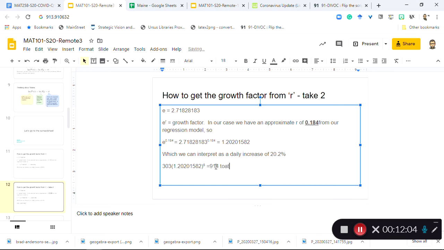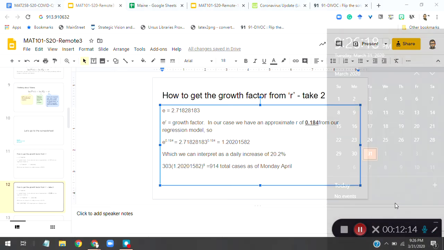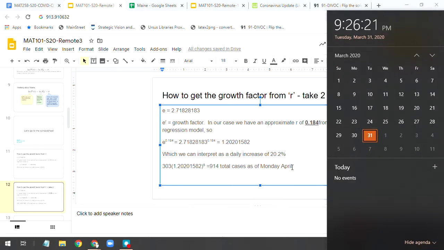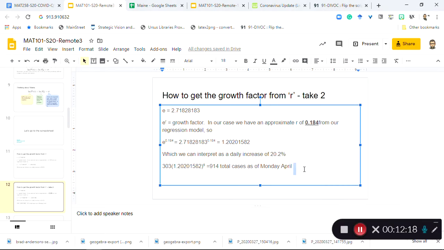914 total cases as of Monday, April, what day was that again? April 7th. Now, how likely is this to be correct?